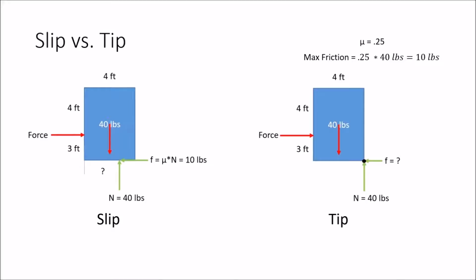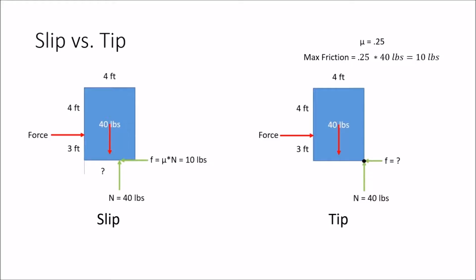Now you may become curious as to how you will solve this problem. Looking at the slip diagram, we notice that there are two unknowns, the placement of the normal force and what the force is. And then we look at the tipping, and we notice that we don't know what the friction force is and we don't know what the force is to make it move. That means that we need to solve for both these problems differently to try and find our answers.